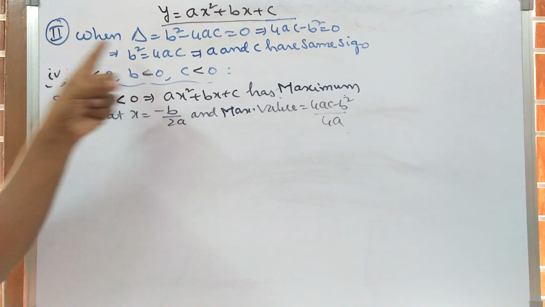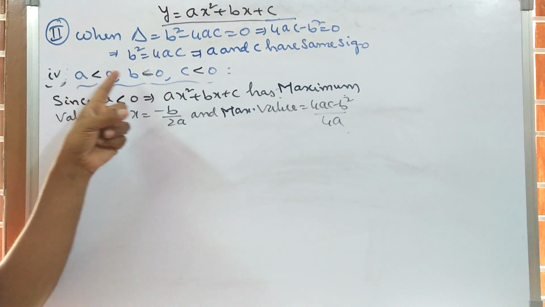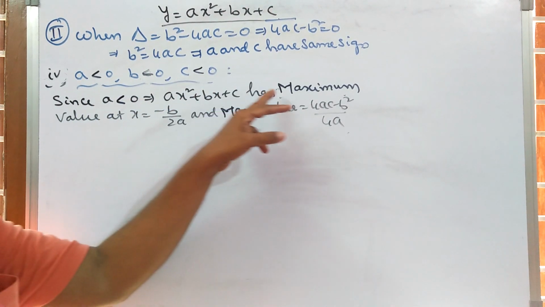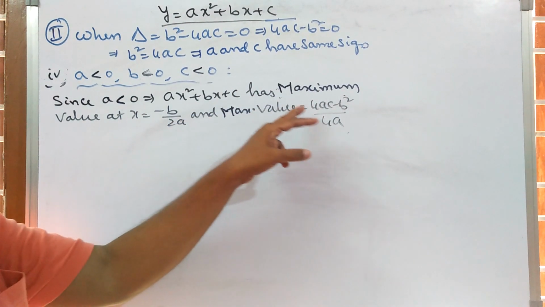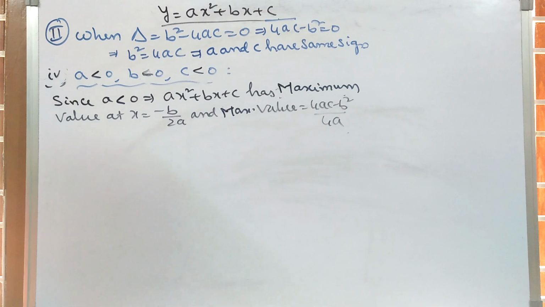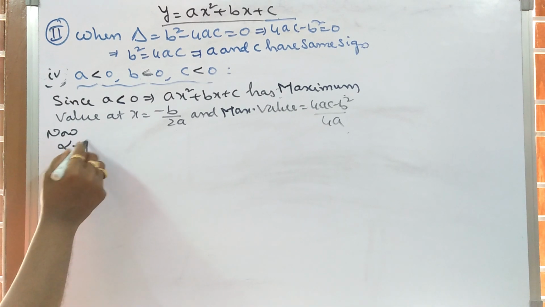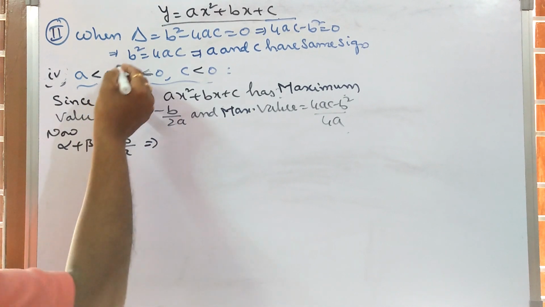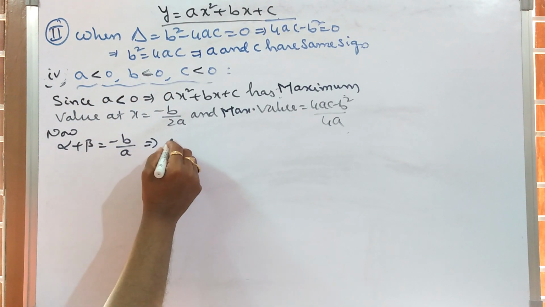So in the Roman 2 case, that is b square minus 4ac is equal to 0. This is the last case we are having: a less than 0, b less than 0, c less than 0. Since a is less than 0, ax square plus bx plus c has a maximum value at x is equal to minus b by 2a, and the maximum value is (4ac minus b square) by 4a. Maximum value means the parabola is a downward parabola. Now alpha plus beta is equal to minus b by a. What is minus b by a? B by a is negative by negative, positive. That means alpha plus beta is negative.